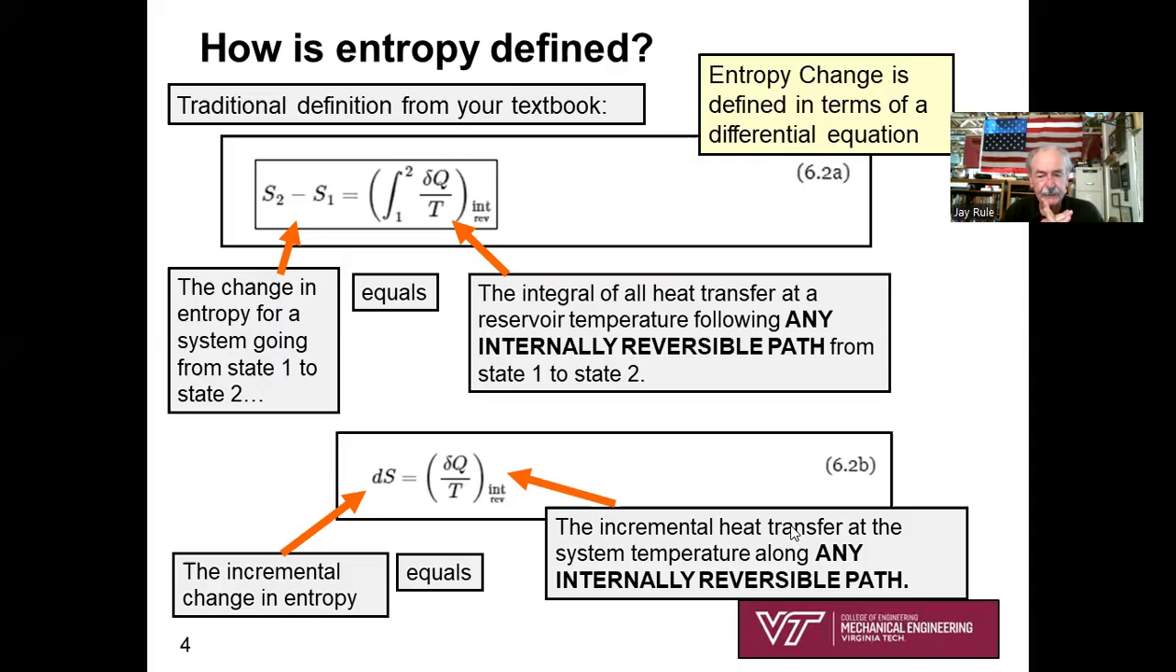And so you're looking ahead and you're saying, oh, shoot, this differential equation stuff, I can't put numbers to that. I'm an engineer. I want to get numbers to get a result. Don't worry, we're going to get there, but this is the definition of the change in entropy, equation 6.2a, and the incremental change in entropy, equation 6.2b. So let's just go with that.